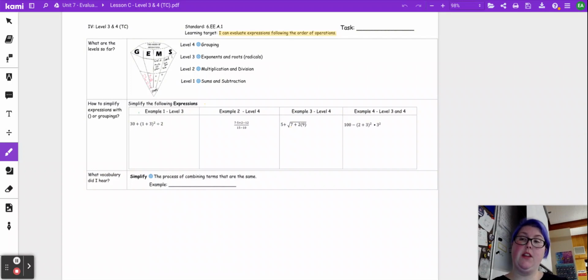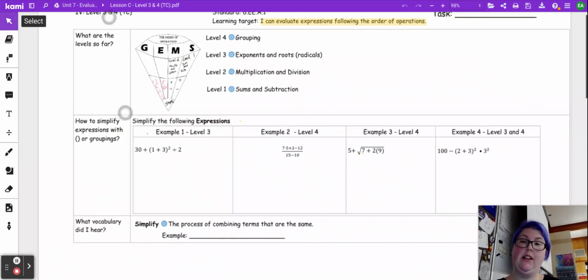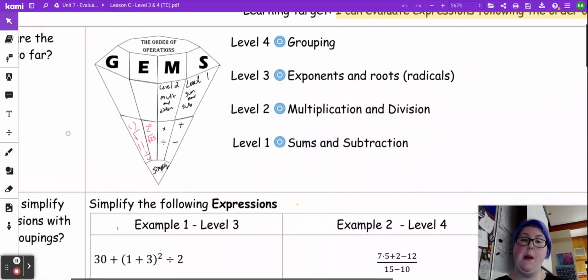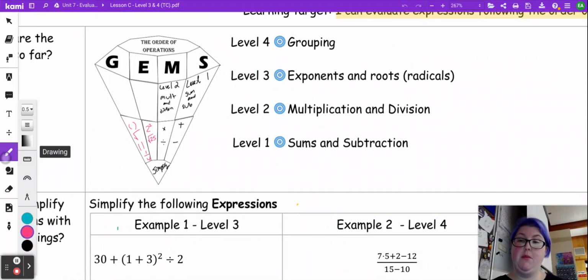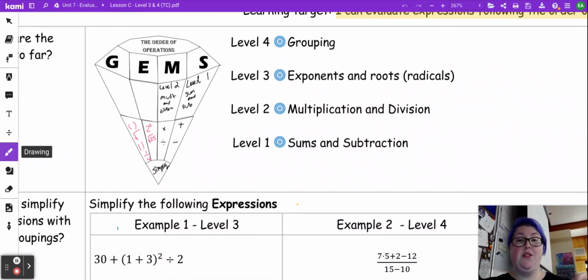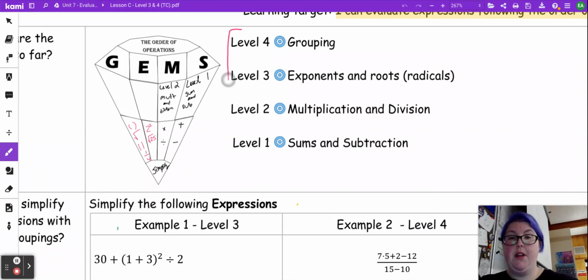Today, we are going to look at those final two levels. We are going to look at levels 3 and 4 because previously we discussed 1 and 2. So, level 3 and level 4, our highest level, are E for exponents and G for grouping.